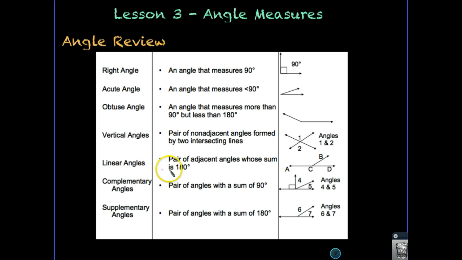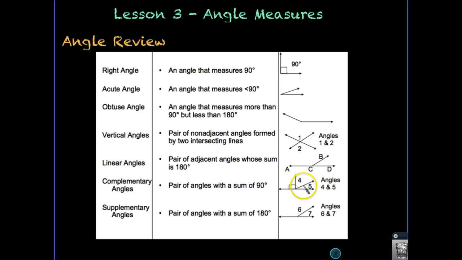And then we also have linear angles, or linear pairs, and together the two angles make a straight angle. They make 180 degrees. So in this example, we have angle BCD and angle BCA. Together, those two angles, we know they sum to be 180 degrees.